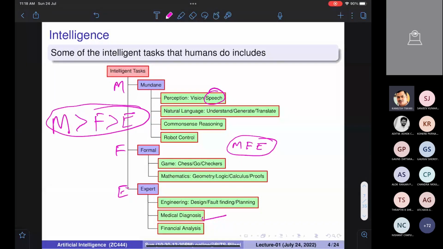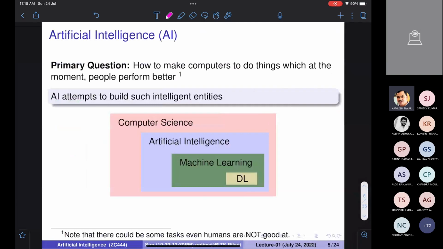Any questions? No questions. Okay, so let me tell you something. This is very interesting. And the interesting thing is, what is our stand? And this is very important to know.